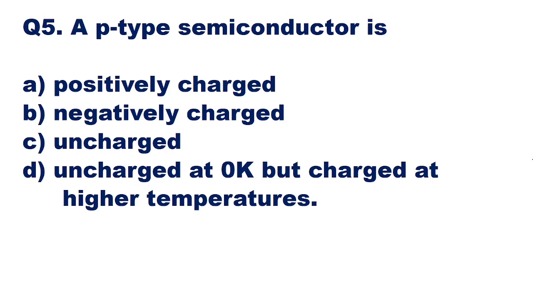Now here in this question it is asked that a p-type semiconductor is, options are positively charged, negatively charged, uncharged, or uncharged at 0 degree Kelvin but charged at higher temperatures. Now such type of question can also be asked for n-type semiconductor. Now to see the concept and to go to the conclusion of this, we have to first see what is the definition of p-type semiconductor.